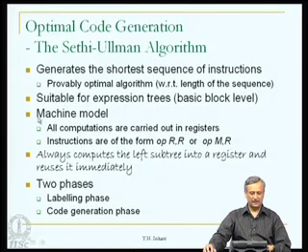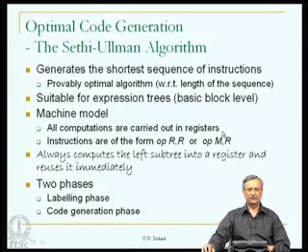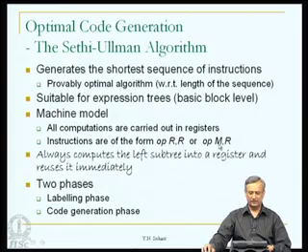The machine model which is used here assumes that all computations are carried out on registers. There is no computation which is directly carried out in memory, and instructions are of the form op r, r or op m, r. So, register and register does not mean the same register, it could be op ri, rj, and op m, r. So, whatever is the operation, it takes one of the operands as m, but the result is always in r. It always computes the left subtree into a register and reuses it immediately. So, this is a very important feature of this particular algorithm. The left subtree is computed into a register and the result of that left subtree is used immediately.